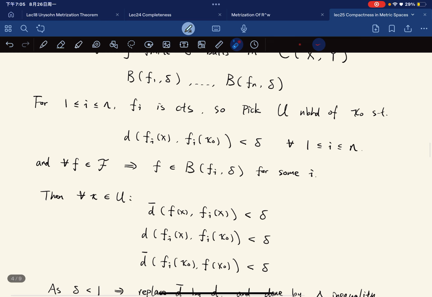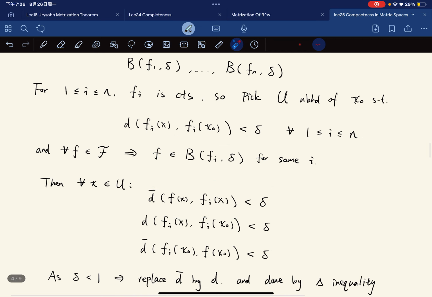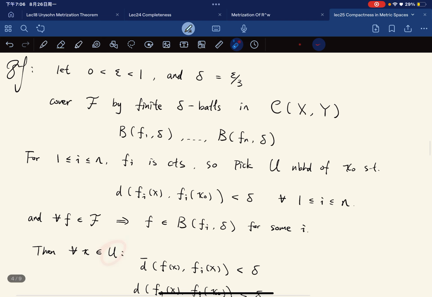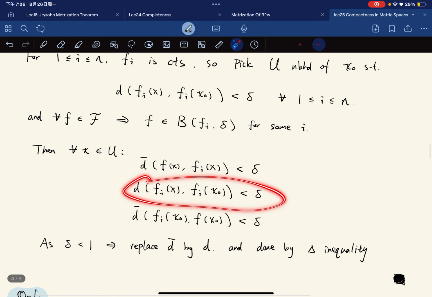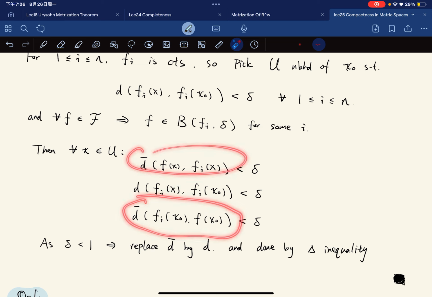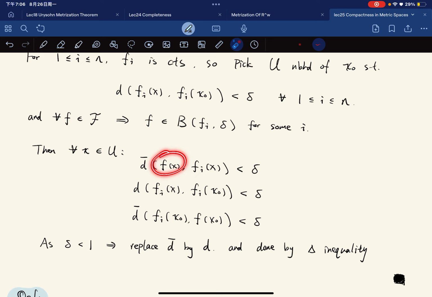If it's in one of the balls, we just apply the triangle inequality. For x and u, first we have d bar of f and f_i, right? So we have this is true because of this, and this is true because f_i is continuous, right? For x and u such that this is true. This is because f_i is continuous, and this is again the same reasoning. So we have these together, which means by the triangle inequality, the distance between those, right? Because delta is less than 1, we can just replace d bar by d, so we have this is true, so that F is equicontinuous.